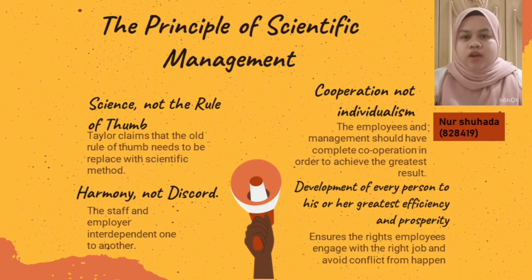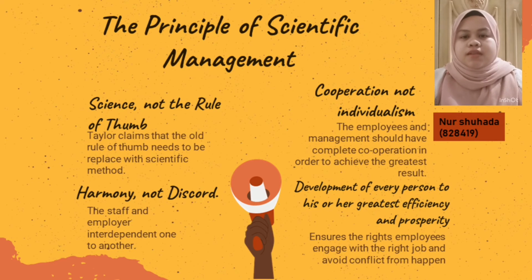Hi, my name is Noshwada, and today I would like to share with you about the principles of scientific management theory. The first principle is science, not the rule of thumb. Taylor suggests that management should apply the scientific approach in making their decisions. The adoption of the scientific method will enable management to identify the most efficient way to perform the work, and it will lead to the improvement of the organization.